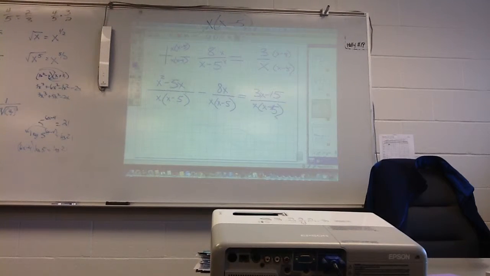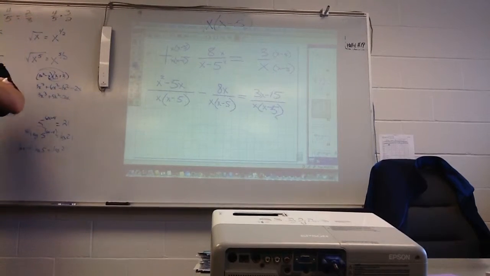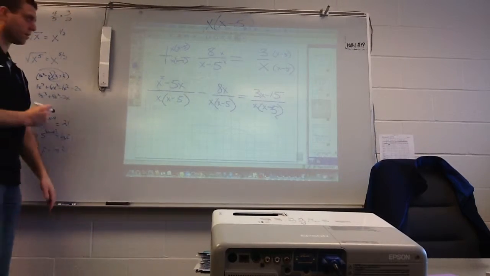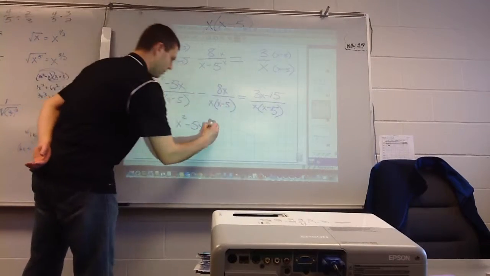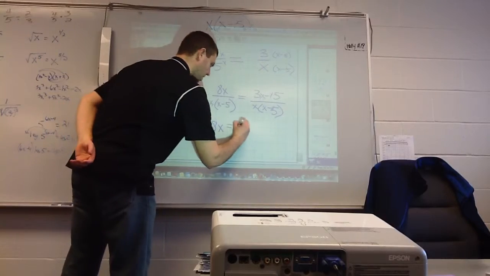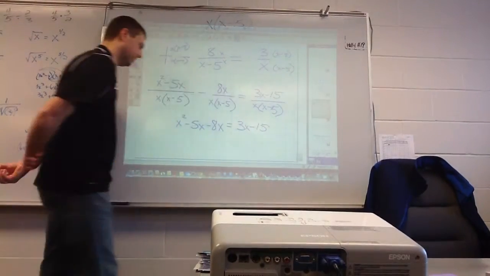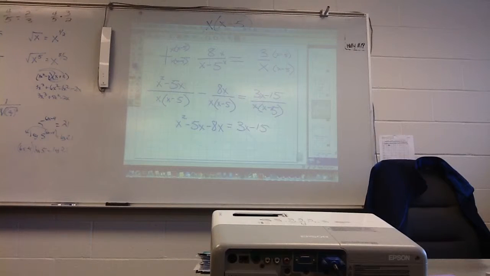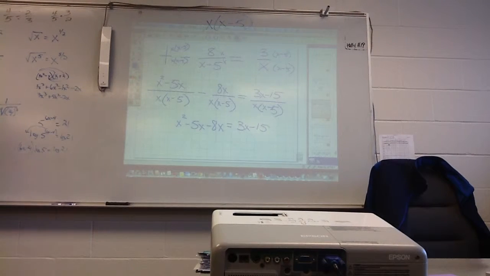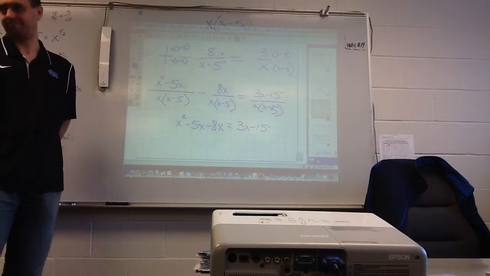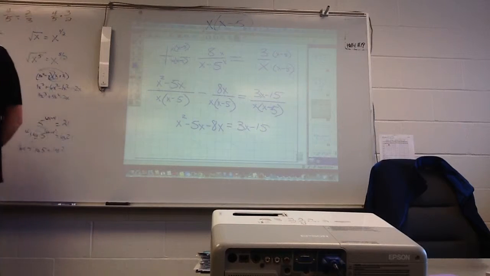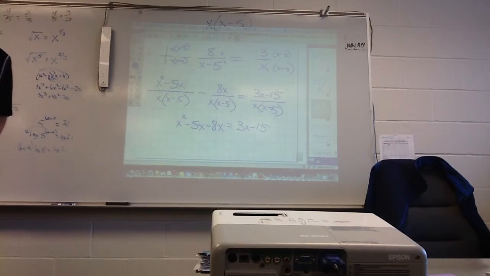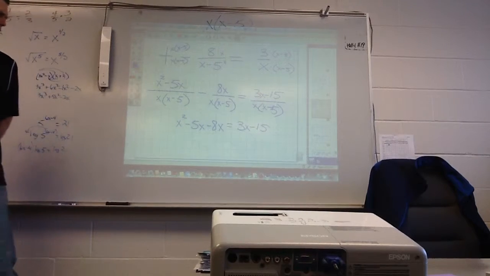So now we can just forget about them, ignore them, get rid of them. Just look at the top, right? Okay? So x squared minus 5x minus 8x equals 3x minus 15. That's a simple quadratic equation. How do we solve quadratic equations? Hopefully we can factor them, right? In order to factor it though, we've got to first set it equal to 0. Okay? So which side of the equal sign do you think we're going to move everything to?